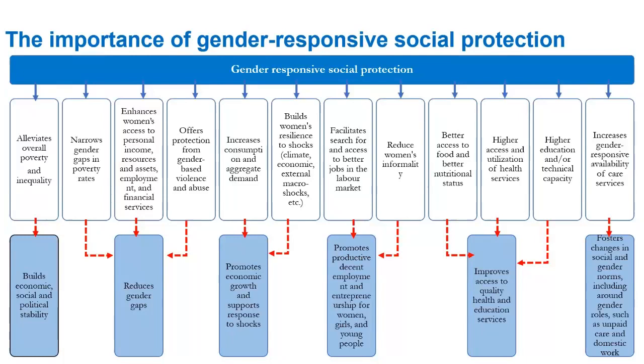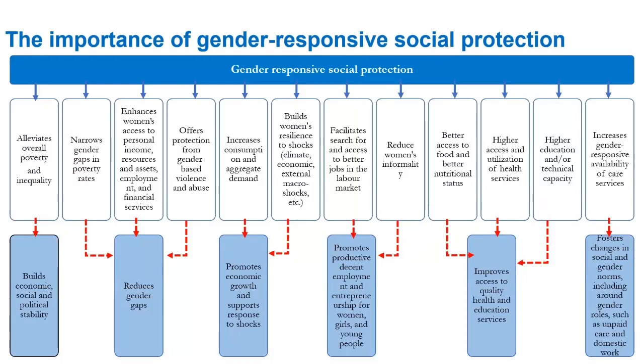Such gender responsive social protection will promote economic growth and support response to shocks, for example, the COVID-19 shocks, which is related to SDG 8 on economic growth. And this can be done through increasing consumption and aggregate demand, because when women have better social protection benefits, they are eager to enter the labor market. And they will consume more based on the wage that they will receive. They will build women's resilience to shocks, whether climate shocks, economic shocks, external macroeconomic shocks. The COVID-19 crisis revealed the vulnerability of women without social protection benefits to face the crisis.